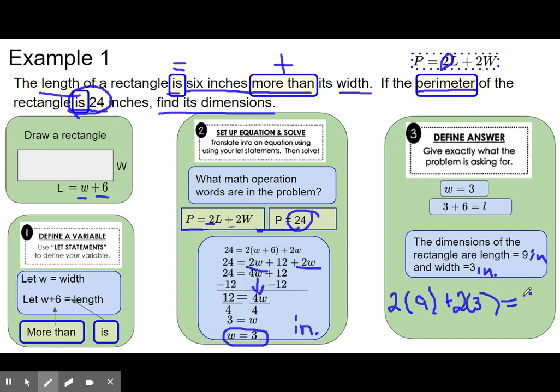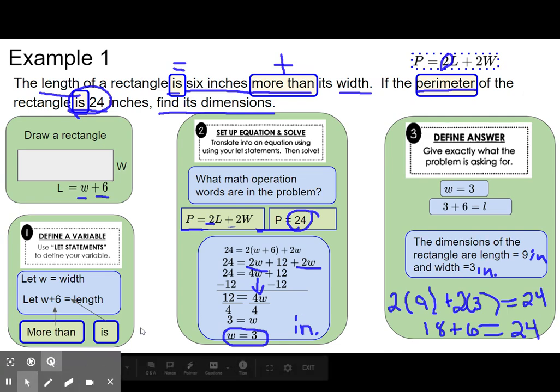Does that equal 24? 2 times 9, 18. 2 times 3, 6. Yes, sirree, Bob, that is indeed equal to 24. Our answer is correct. Our dimensions are 9 inches and 3 inches. Good deal, guys. Let's go to the next slide.